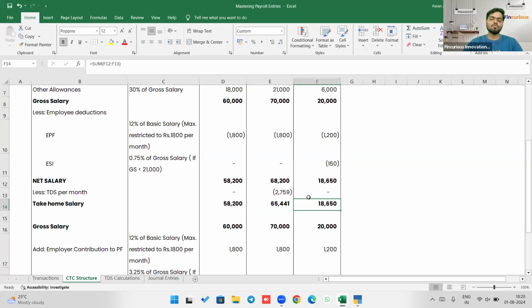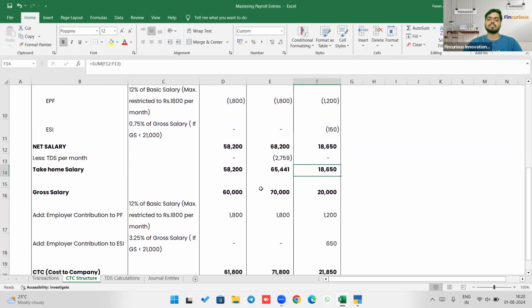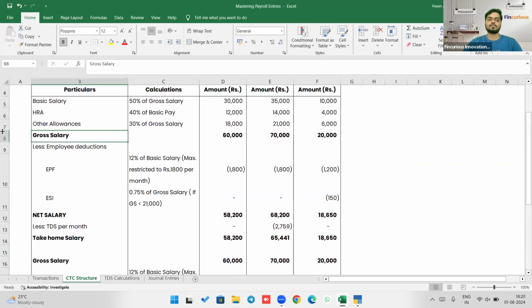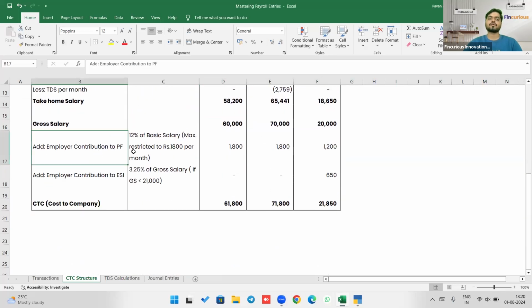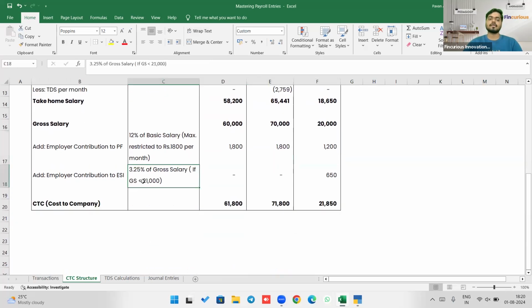So then what is CTC, cost to the company? So this is from the employee perspective. Then what about the cost to the company? Very simple. The gross salary calculated here, 60, 70, 20, is the cost to the company. Add employer contribution to the PF and employer contribution to ESI. PF is 12%, maximum of 1800 or 1200. And employer contribution to ESI will come as 3.25% of gross salary, which is applicable only if the gross salary is less than 21,000 again.